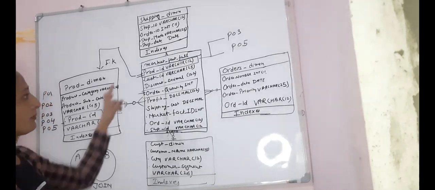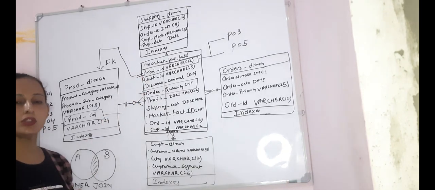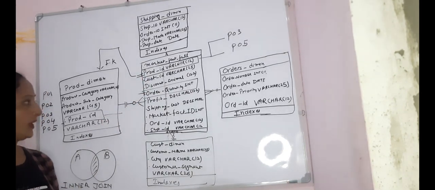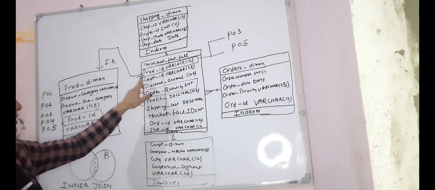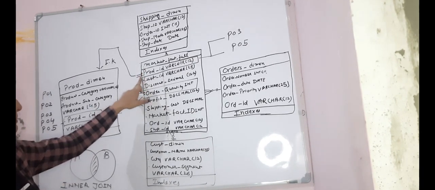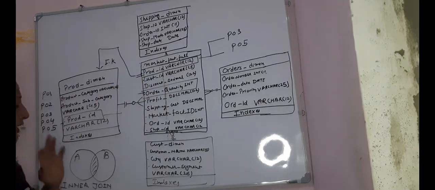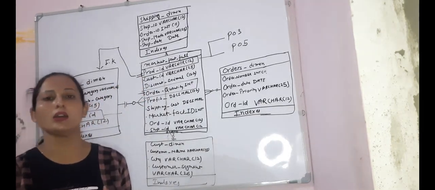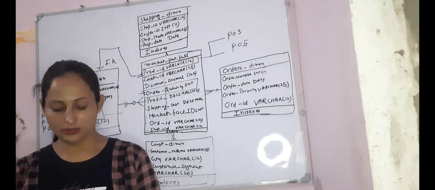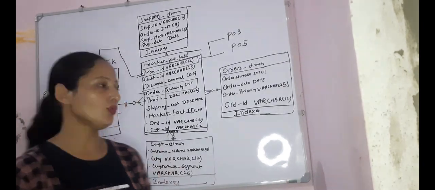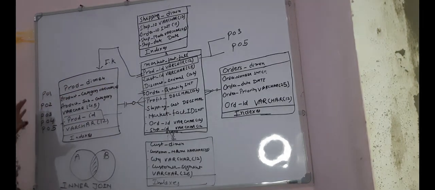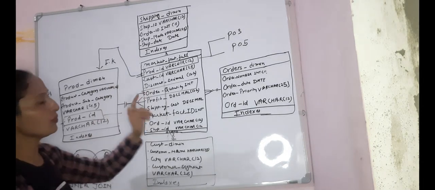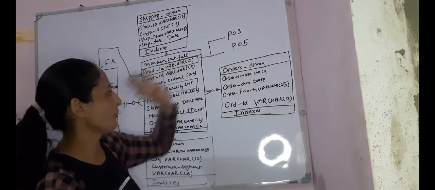See, if we want product ID and various attributes related to products, then we want a connection between product ID and this product dimension table. We want various attributes of our product dimension table. Then what is going to happen? See, we have different product IDs here: P01, 02, 03, 04 and 05. But in market fact, we only have P03, P05.